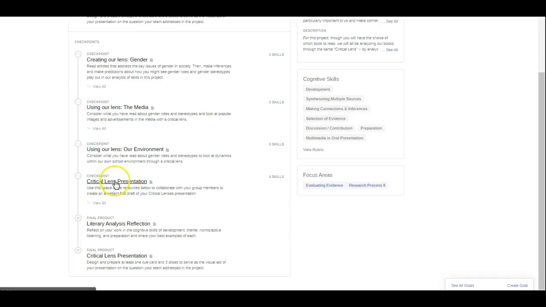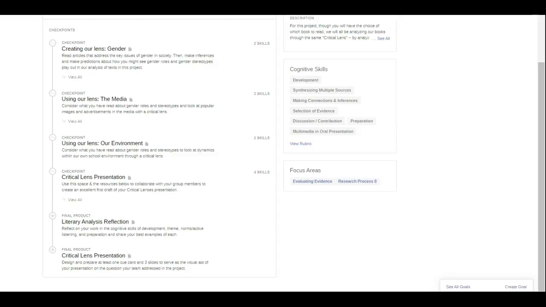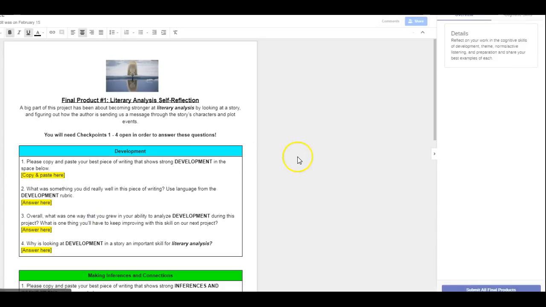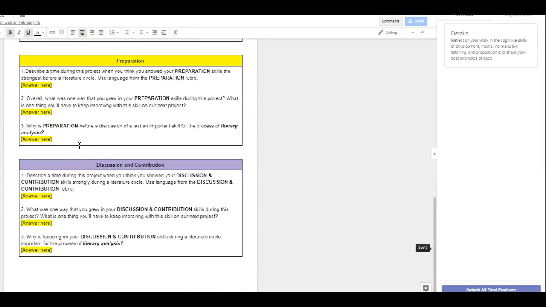And then the last checkpoint is trying to put it together in a presentation. You're going to want to do a Google slideshow. So here you are. It's giving you your format for Google slideshow. Let's see how creative you can be. So now we get down to the final products at the bottom. Your literary analysis. If we open this up, how marvelous. Another graphic organizer that you really don't have to write a paragraph, but just answer the questions. Copy and paste here if you have anything that you had in your notes. Answer these questions. Again, go and turn it in, down at the bottom right.